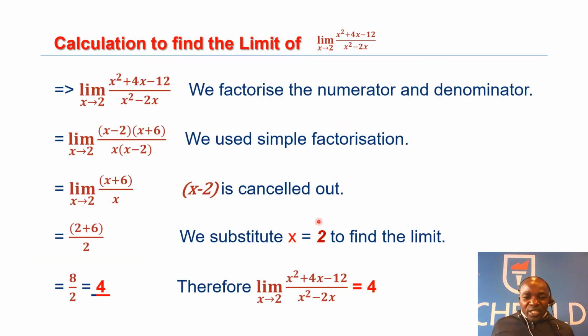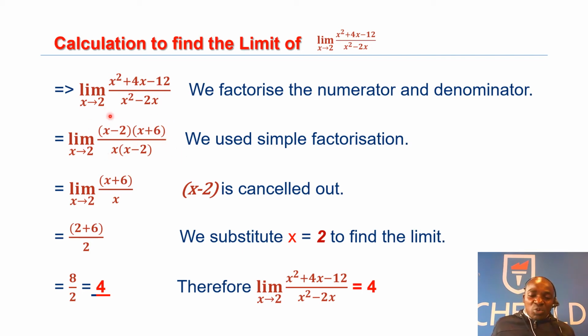Now we're using calculation to find the limit of the same function, which is (x squared plus 4x minus 12) divided by (x squared minus 2x), where x approaches 2. In this instance, we cannot solve this by direct substitution of 2 for x because our denominator is going to be 0, which is against our mathematical rules. So we need to find the factors of our denominator, x squared minus 2x, which is x times (x minus 2), and the factors of our numerator, which are (x minus 2) and (x plus 6).